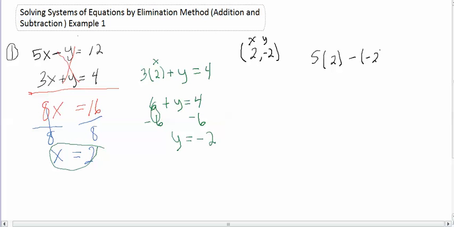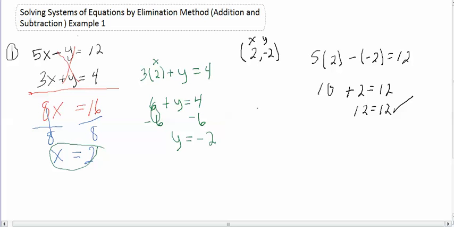I'm taking my x and plugging it where I see an x on the top equation, and I'm going to plug in my y where I see a y on the top equation. So 5 times 2 is 10. Negative and negative is positive 2. That is equal to 12. Is 12 equal to 12? And it is. We checked our work.